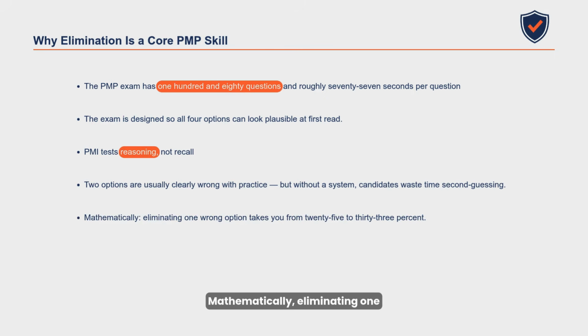Mathematically, eliminating one wrong option takes you from 25 to 33%. Eliminating 2 takes you to 50. The system makes this reliable.